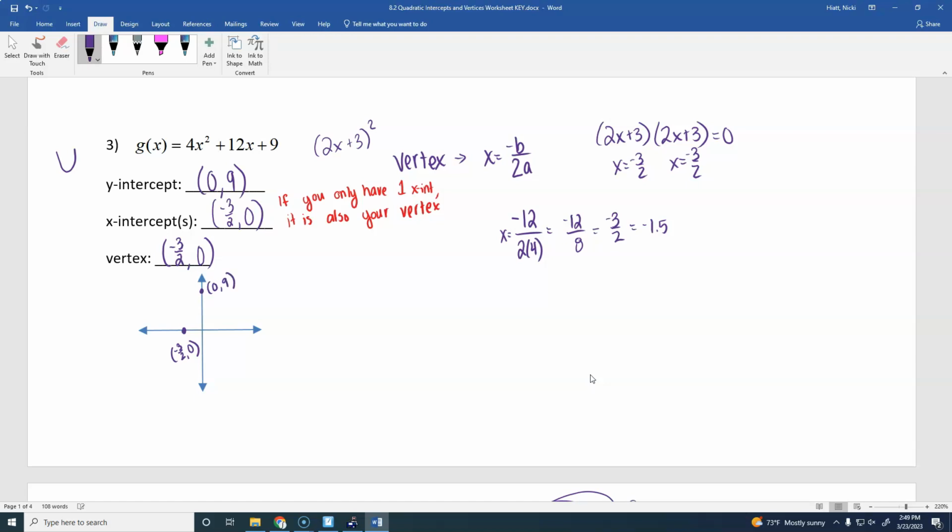Now, if we're trying to think about how this works, if your x-intercept and your vertex are the same, if you just have that one x-intercept, this is what it looks like. It's going to come down here, hit that, and then go right back up. So it barely touches the x-axis, and then it goes right back up. That's what it would look like for this one.